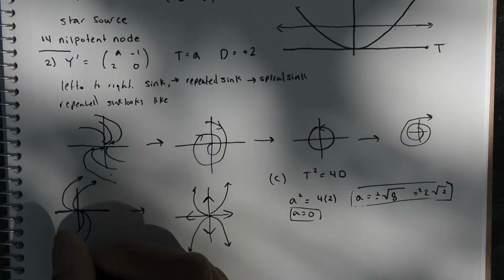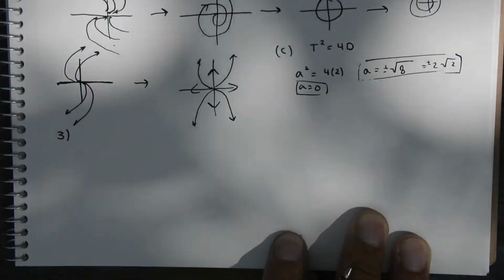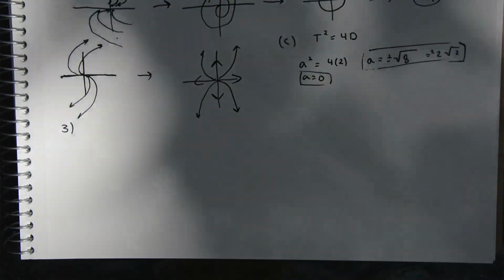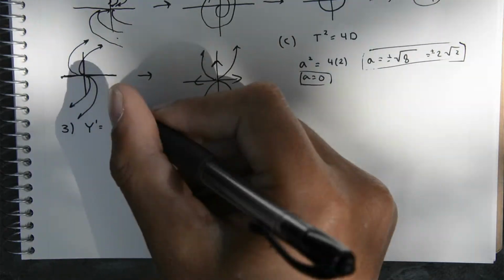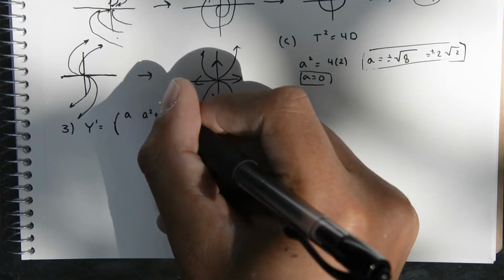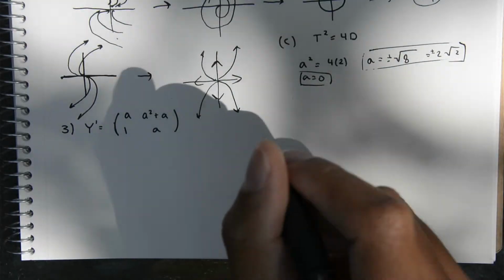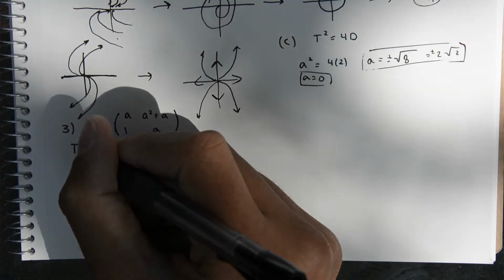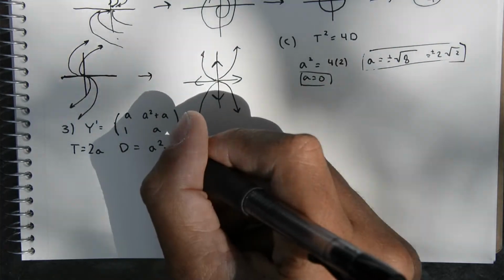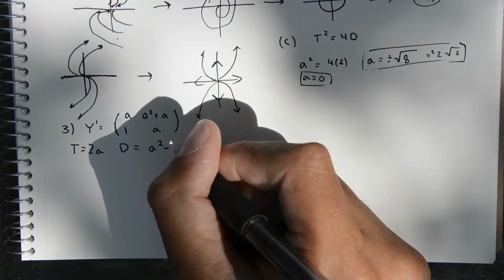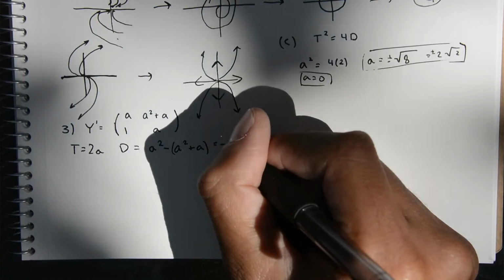All right, let's see if we can do problem 3. Okay, problem 3 is y prime is equal to the matrix a squared plus a, 1, and a. This has gone up in difficulty significantly, bro. All right, so the trace is equal to 2a, and d is going to be equal to a squared minus a squared plus a, which is minus a.